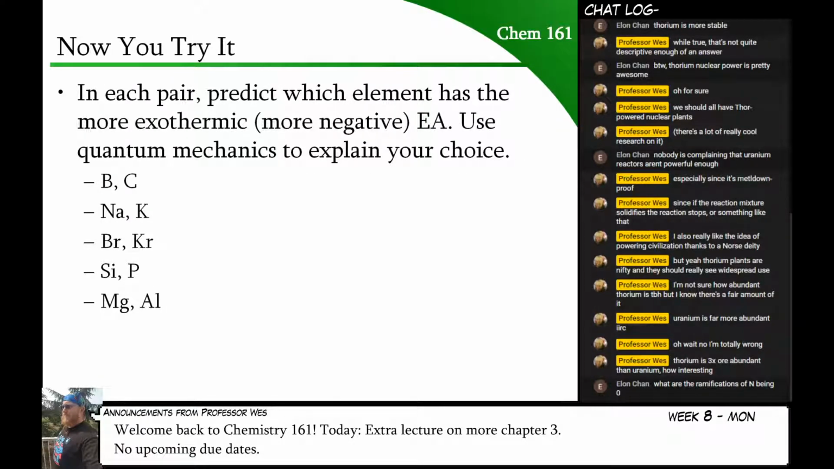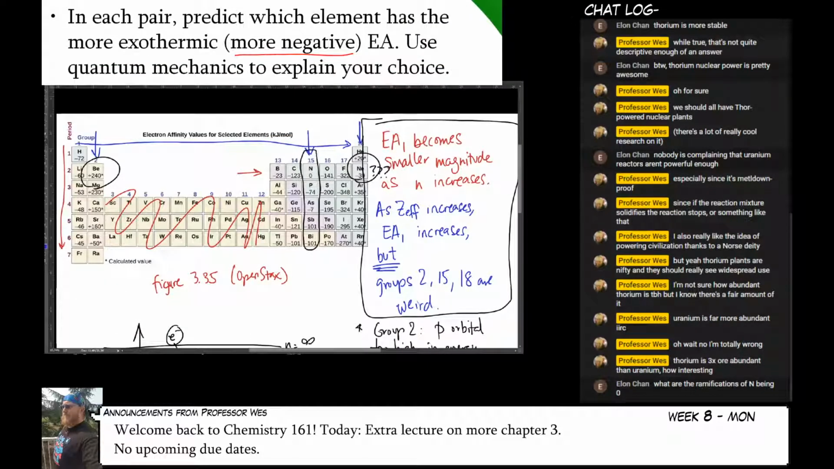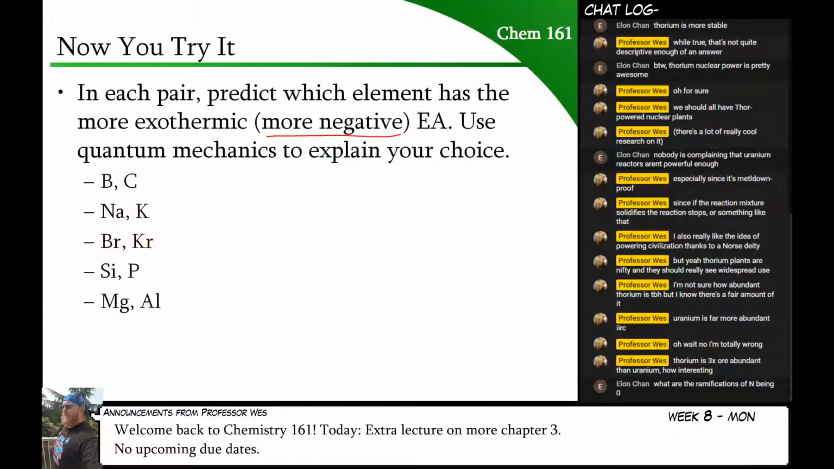All right, so I'm going to give you a bunch of pairs here, and I'm going to ask you to predict which element has the more negative electron affinity. Okay? Now, use the trends that we talked about. Don't just go, oh, I'm going to just scroll back 10 seconds in the video and go look at the chart and then compare the numbers. Don't actually do that, because we're going to see that the numbers don't actually always match up. But you should be able to make a prediction here.